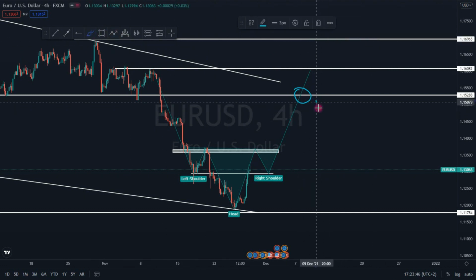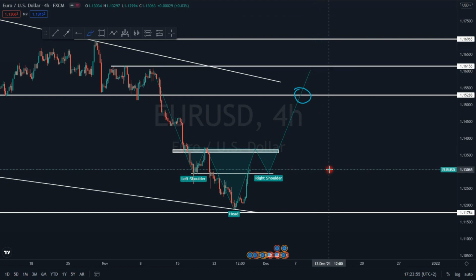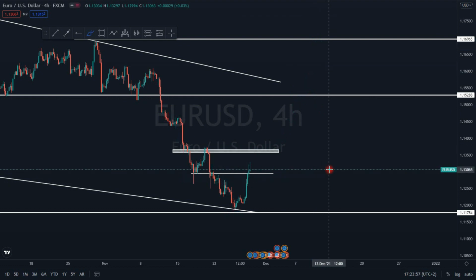So this will be the first profit, and then this will be the second one, and then this will be the third one right here. So that's how we are going to be going about it. So I'll remove that, and my entries now.